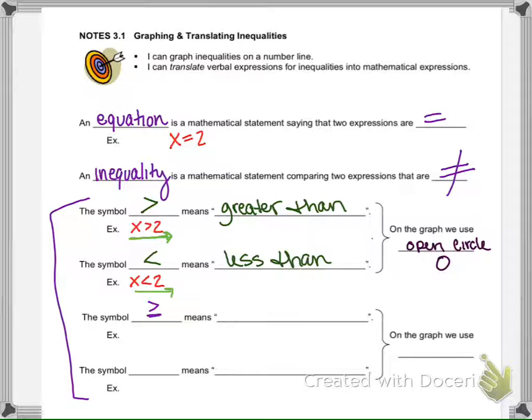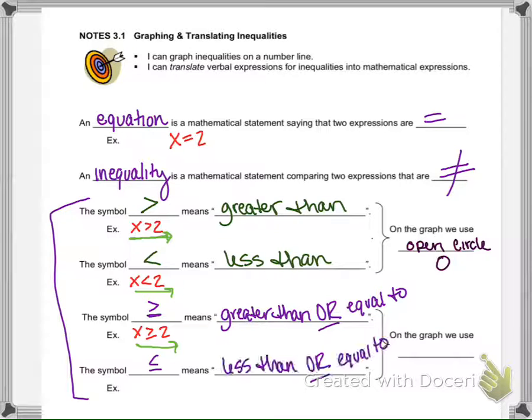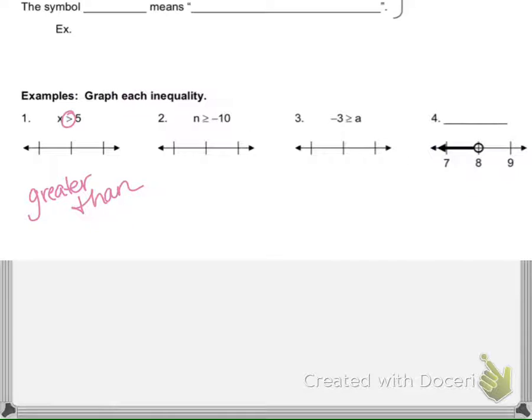The other 2 symbols are very similar, but you'll notice there's a line underneath. So when you see that line underneath, it means greater than, or it could be equal to that number as well. So this statement right here, again, reading it left to right, x is greater than or equal to 2. So it could be 10, it could be 100, but it also possibly could be 2. And then the opposite would be less than or equal to that number. So x could be 2, x could be 0, x could be -5, anything that's less than or equal to 2. When you go to graph these, you're going to have a closed circle on the graph to show that it could possibly be that number, but it could be either greater than or less than that number as well.